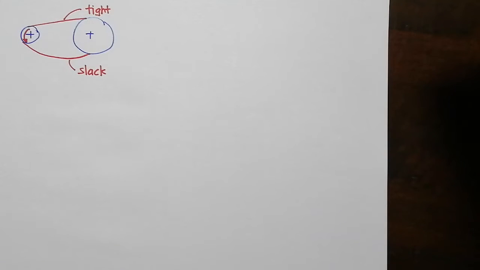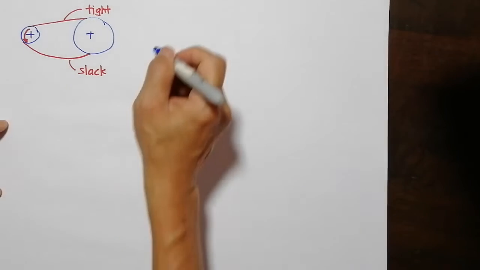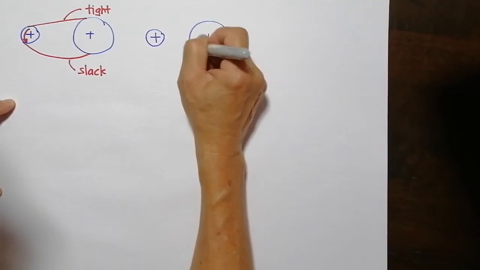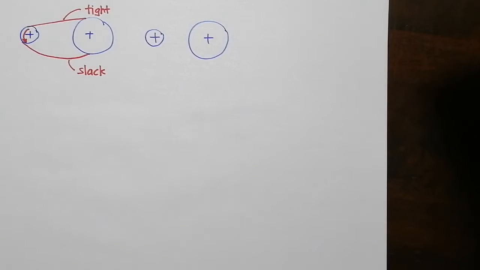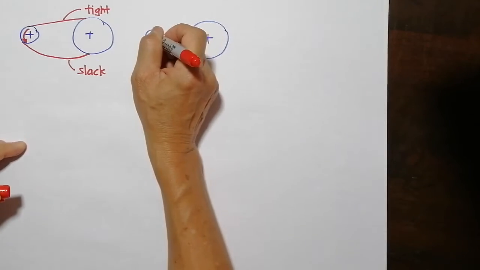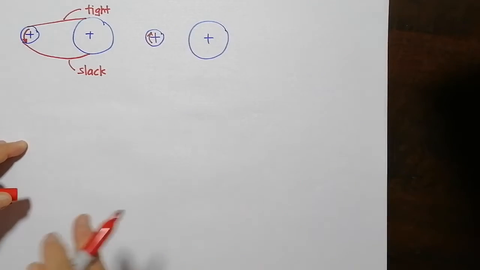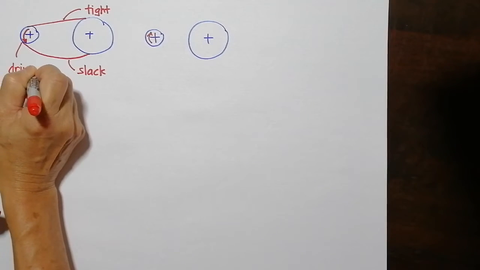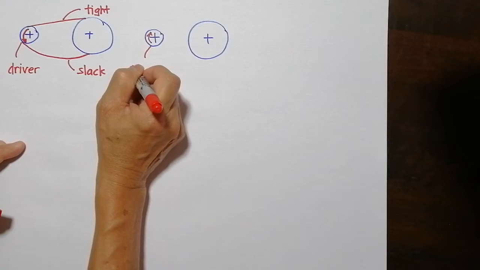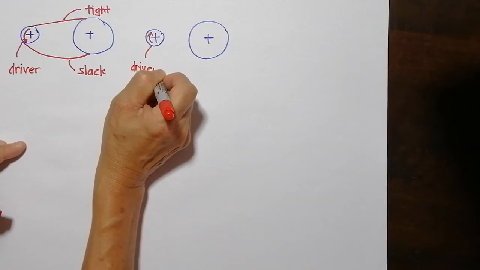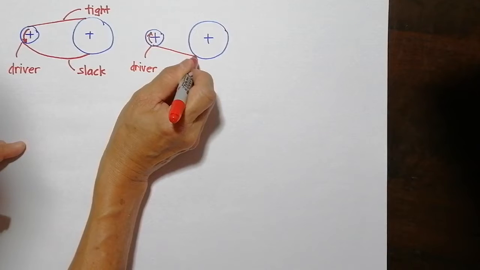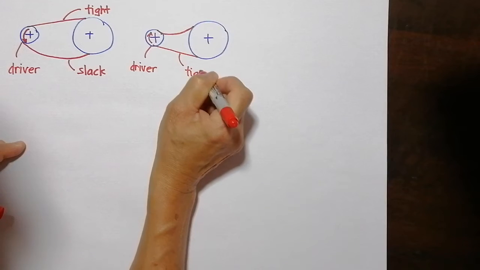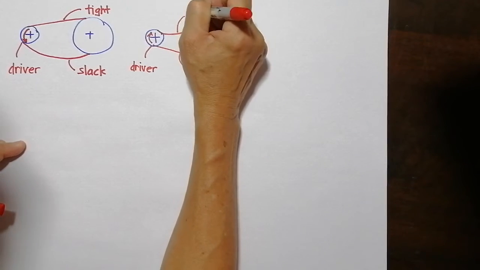Now what happens if, for whatever reason, we drive the chain wrongly? I'm going to show you what I mean. I've got a driver here and a sprocket here. Instead of turning it that direction, we incidentally turn it the other way around. This is the driver. The small sprocket is usually the driver. So if I drive this way, this will be the tight side, and that will be slack.